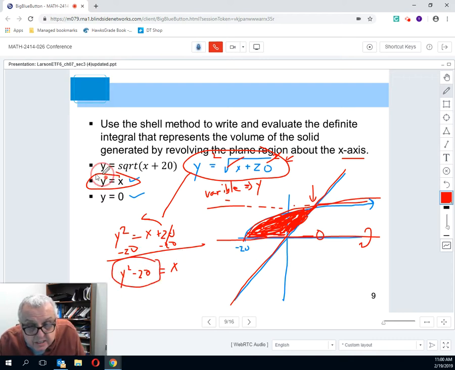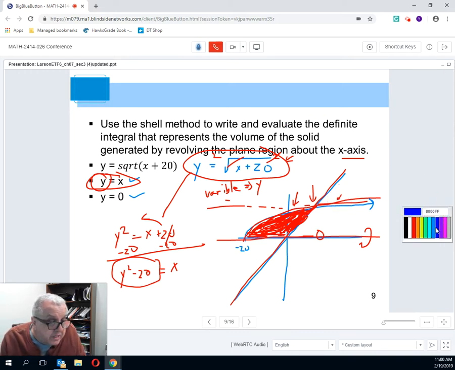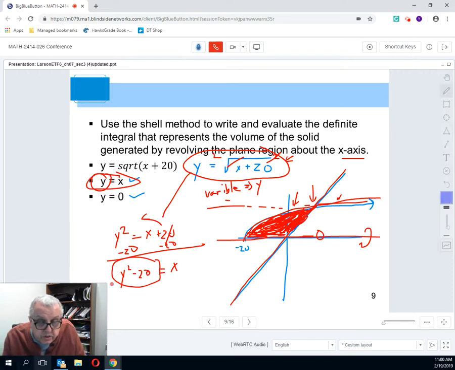And this is my function. These are the two. Once again, this is the function, and this is the function with respect to y. I'm going to set them equal to each other. y equals y squared minus 20. I'll take the y over to the other side by subtracting y.